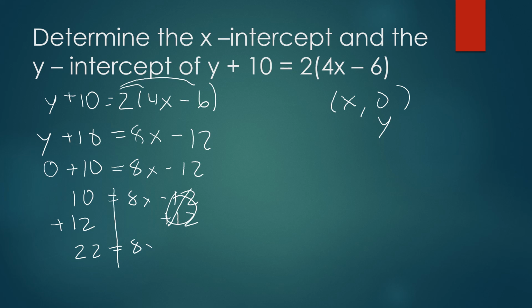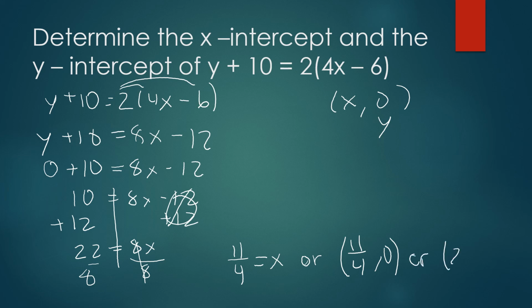That's equal to 8x. Lastly, I need to remove the coefficient of x. So I'm going to divide by 8. I'm going to divide by 8 over here as well. 8 divided by 8 gives me 1. 22 divided by 8 gives me 11 over 4. It's equal to x. Or you could write the x-intercept as (11/4, 0), or as (2.75, 0).